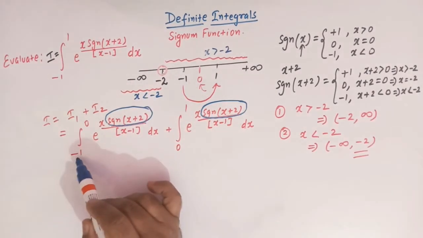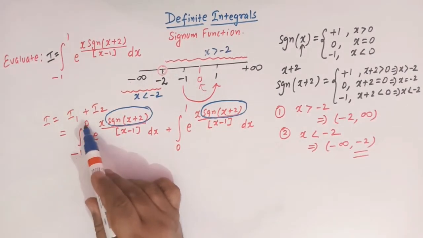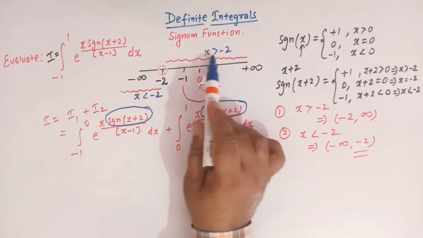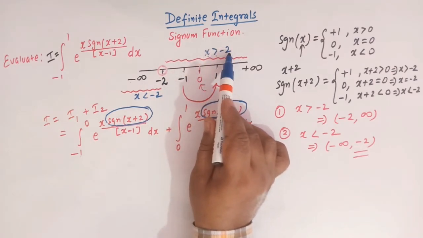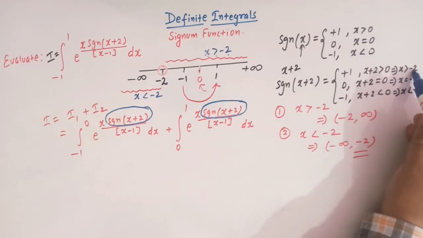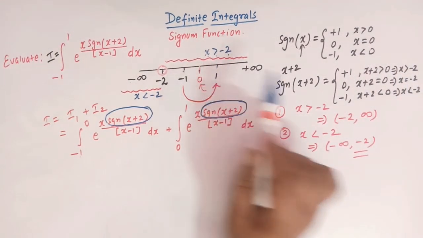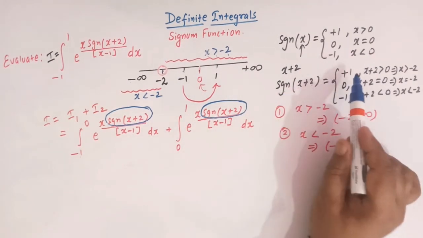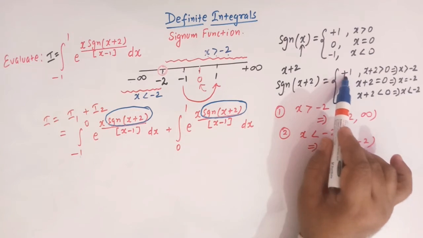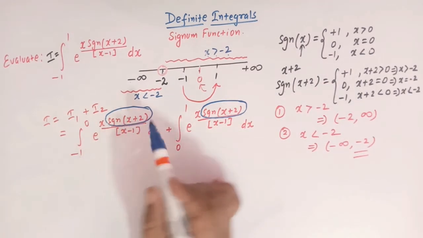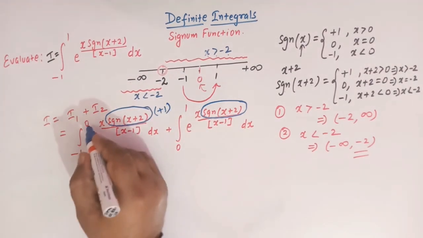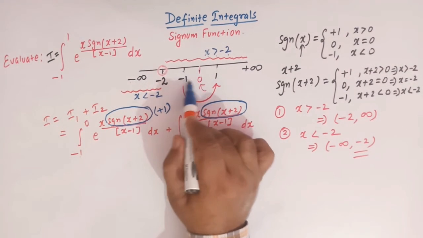So when we integrate from minus 1 to 0, it means all the values of x are greater than minus 2, right? So when x is greater than minus 2, signum of x plus 2 should be equal to plus 1. So this signum of x plus 2 will take the value plus 1, because we are taking the interval minus 1 to 0, right?